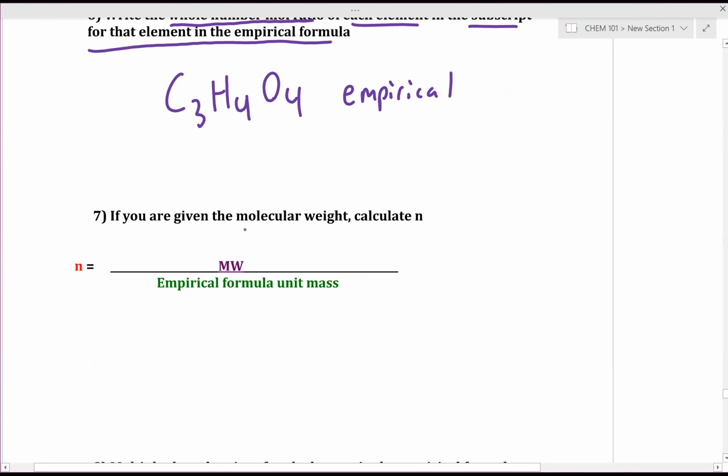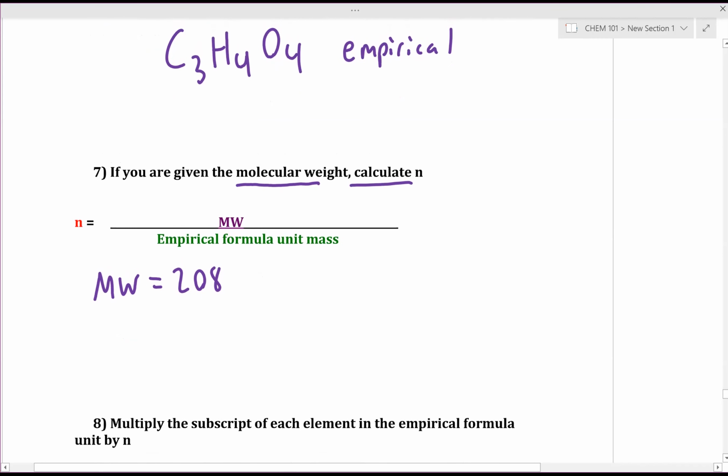If you are given the molecular weight, you're going to want to calculate N. So for example, let's suppose we are given that our molar mass is equal to 208. If we know our molar mass and we know our empirical formula, do we have enough information to calculate the molecular formula, to calculate N? Yes. Have we done that earlier on in this class? Yeah, we have.